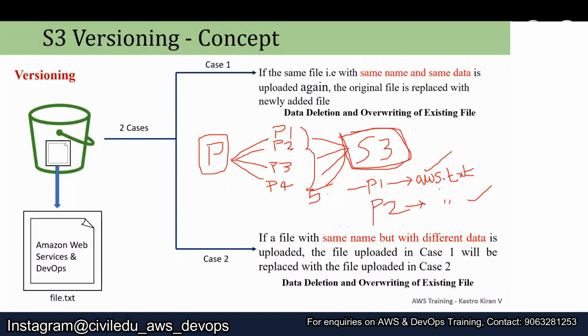Okay, some application code he has kept. Now, person 2 creates the same file with the same name, and he uploads that file at 6 p.m. Now, what will happen? The file that was uploaded by person 1 at 5 p.m. will no longer be available. Why? Because person 2 is also uploading a file with the same name.